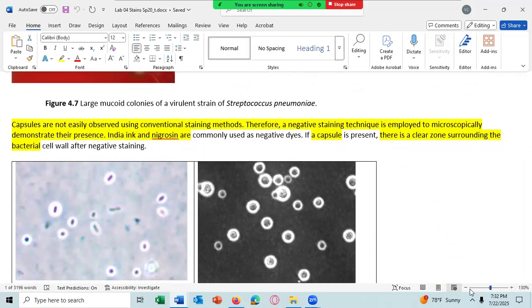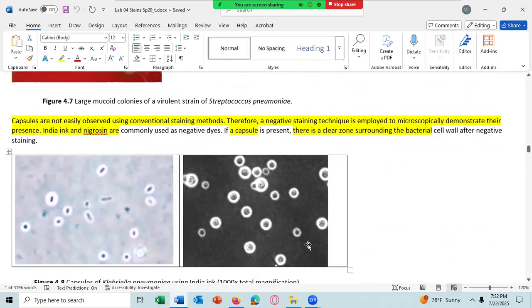Capsules are not easily observed with conventional staining methods. Usually with the Gram stain, the cell capsule is washed away and does not show. Therefore, we use a gentle procedure such as the negative stain to view the capsule. India ink is used in this picture, or in this one, nigrosin, and perhaps another stain, meaning two stains might be used here, because that color looks a little different than that one. So I'm guessing two stains are used here.